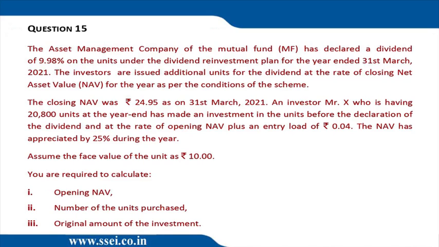20,000. So 20,000 units initially. That's the number 2 answer. Number 3, original amount of investment. So we know the number of units purchased. We know the opening NAV there, 19.96.